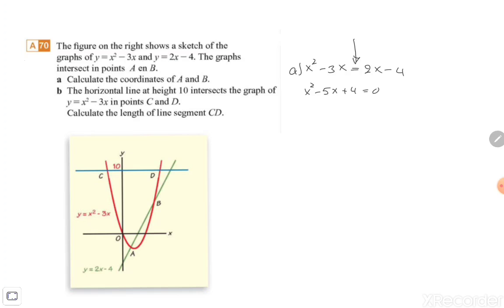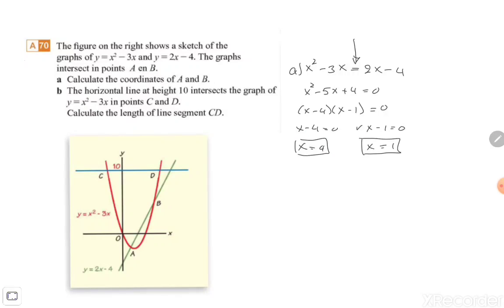Now, to find the factors, use the product-sum method: x minus 4 and x minus 1, because if I multiply minus 4 and minus 1 you get 4, and if I add them you get minus 5, is equal with 0. So x minus 4 needs to be 0, or x minus 1 is equal with 0, so x is 4, or x is 1. Okay, so here we already have the x coordinates of the 2 points.